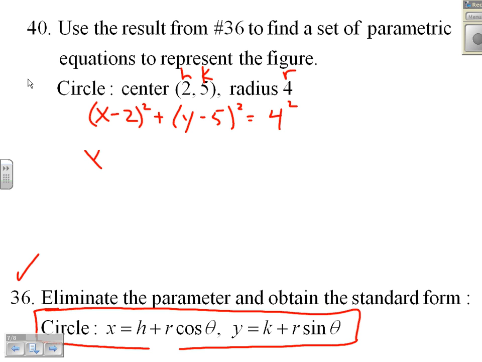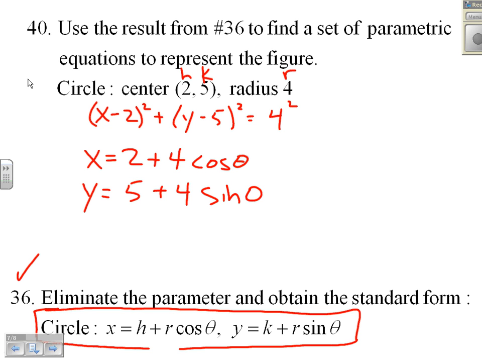So x is h, 2, plus r, 4, times cosine of theta, while y is k, 5, plus r, 4, times sine of theta. So that's an introduction to parametrics.